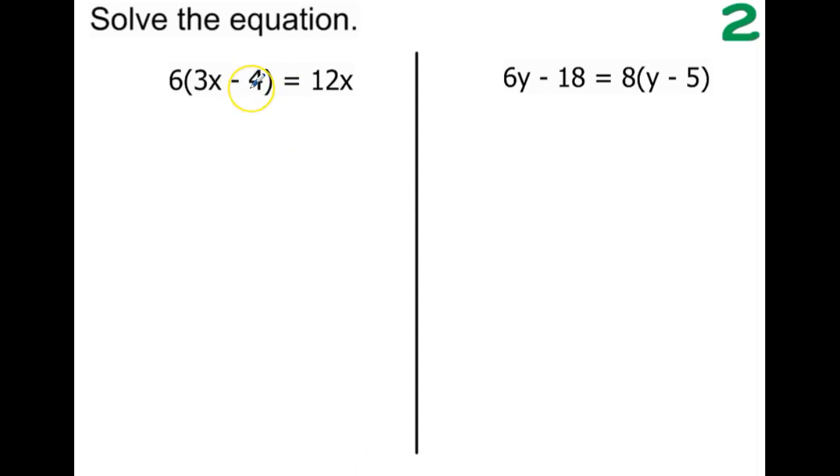Alright, next, looking at your little chart, remember we have those charts that start off with first distribute, then combine like terms, then get the variables on one side, then get rid of addition and subtraction, and then multiplication and division. That's the chart we're following when we're solving these equations. So first thing, we need to get rid of those parentheses and distribute.